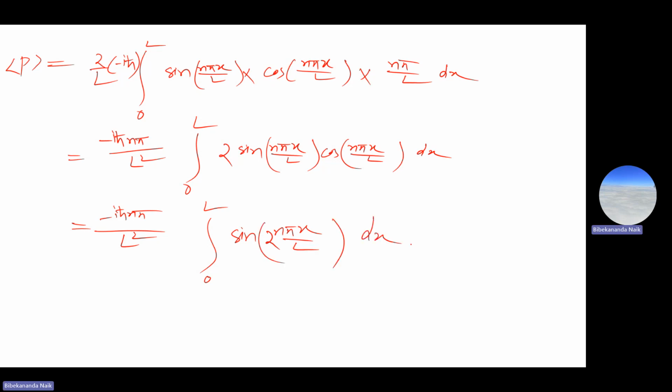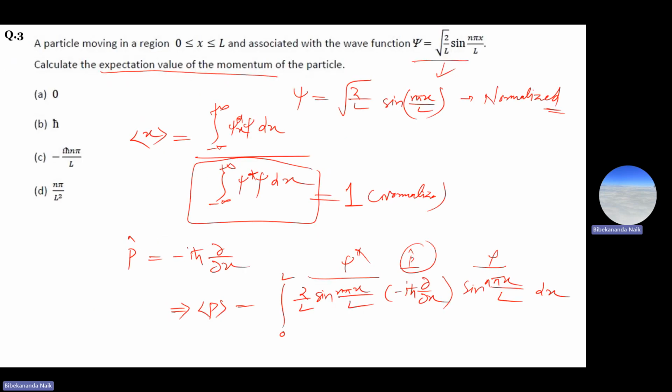dx. And if you integrate it, the integration value becomes 0, because sine 0 is 0 and if you put L here it will be sine n pi, and sine n pi is again 0. So this integration will be 0. Then the value of minus i h cross n pi by L square into 0, and the answer will be 0. So the average momentum, or the expectation value of the momentum of the particle in a one-dimensional box, is 0. So how is it possible to get 0?